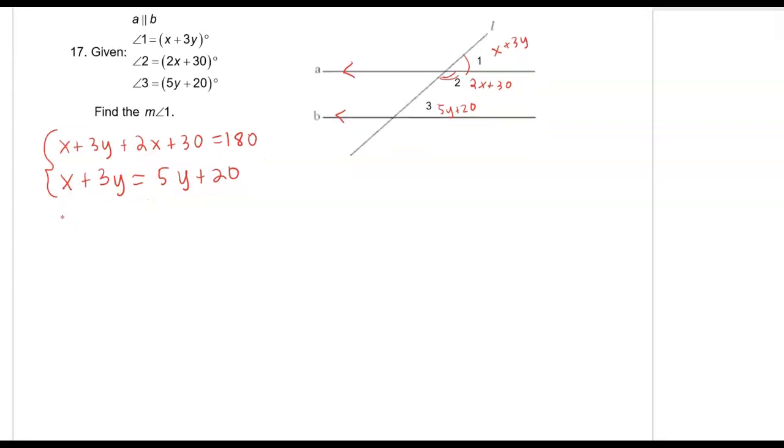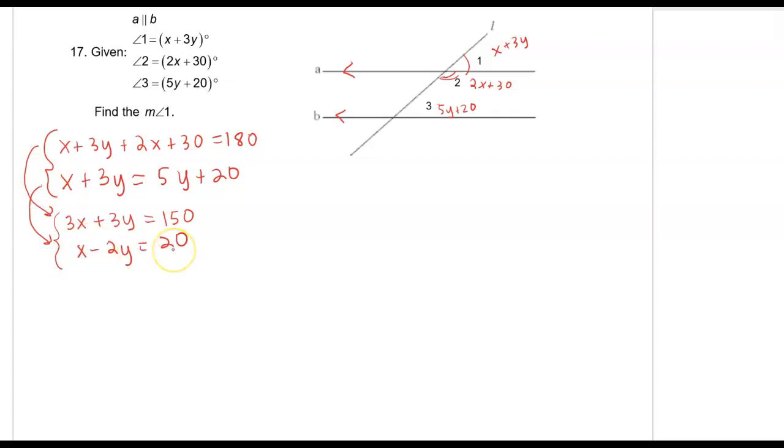I'm going to clean up that system. So the first equation, I'm going to add the x's together, which gives me 3x. There is a 3y in that equation, and then subtract 30 from both sides. That gives you 150 on the other side. Now I'm going to clean up the second equation. Subtract 5y from both sides. So this is our equation.